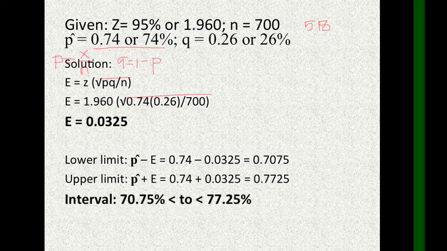And for the interval, you will get this lower limit first and turn it into a percentage form. So we have 70.75% to 77.25%. Meaning to say, the proportion is greater than 70.75% but less than 77.25%.